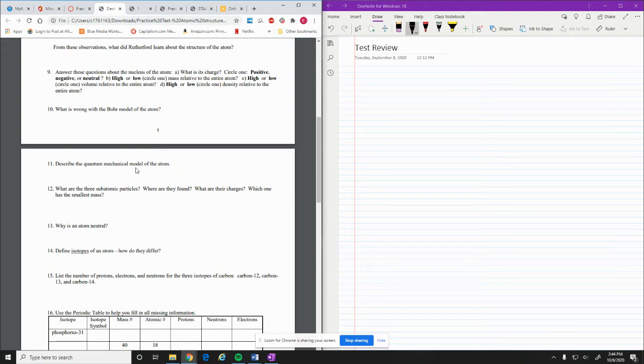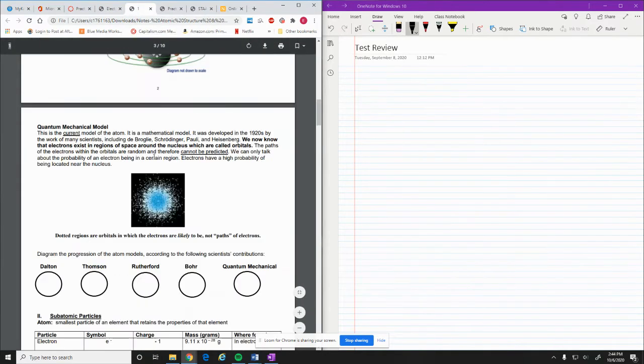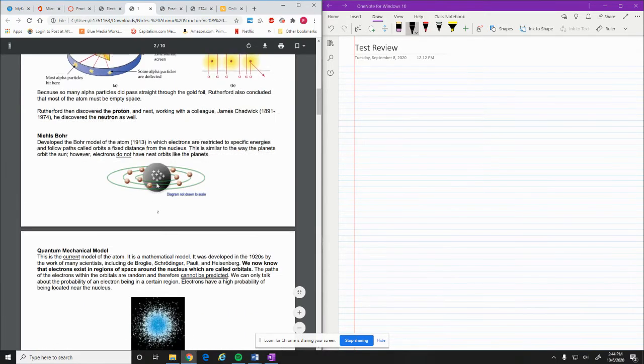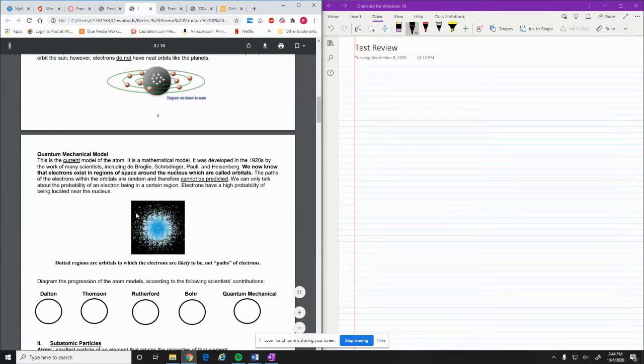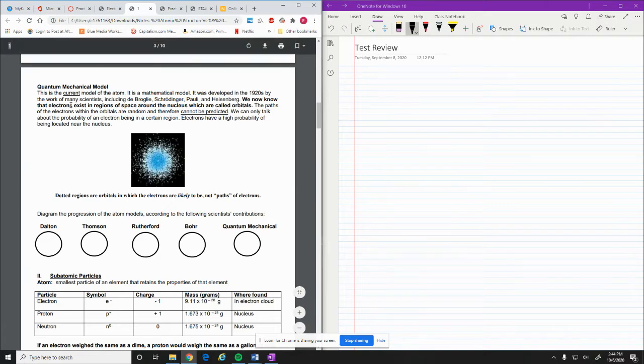Okay. The next one that's important is describe the quantum mechanical model of the atom. What I want you guys to do for this is read this part. Just literally just brush up on this. This is the current model. It's a mathematical model. This is the best idea we have right now. We don't know exactly where electrons rest, like in this one, but we know that they're in specific regions, and we cannot predict exactly where. We can say it's likely that it's somewhere, but not exactly where. So make sure you read up on this really quick.